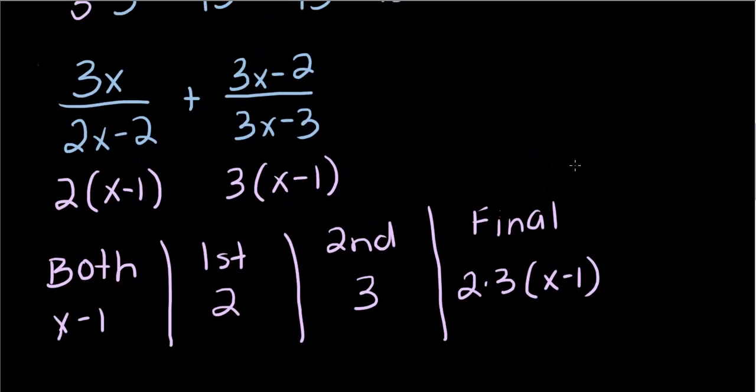So I'm going to go back to my expression, or to my sum. And let's see, on this one, what am I missing? Well, I'm missing the 3. I already have a 2 and I have the x minus 1, but I don't have the 3. So that means that I have to multiply both the numerator and the denominator by 3. So that's what I'm going to do. 3 over 3 times 3x over 2x minus 2.